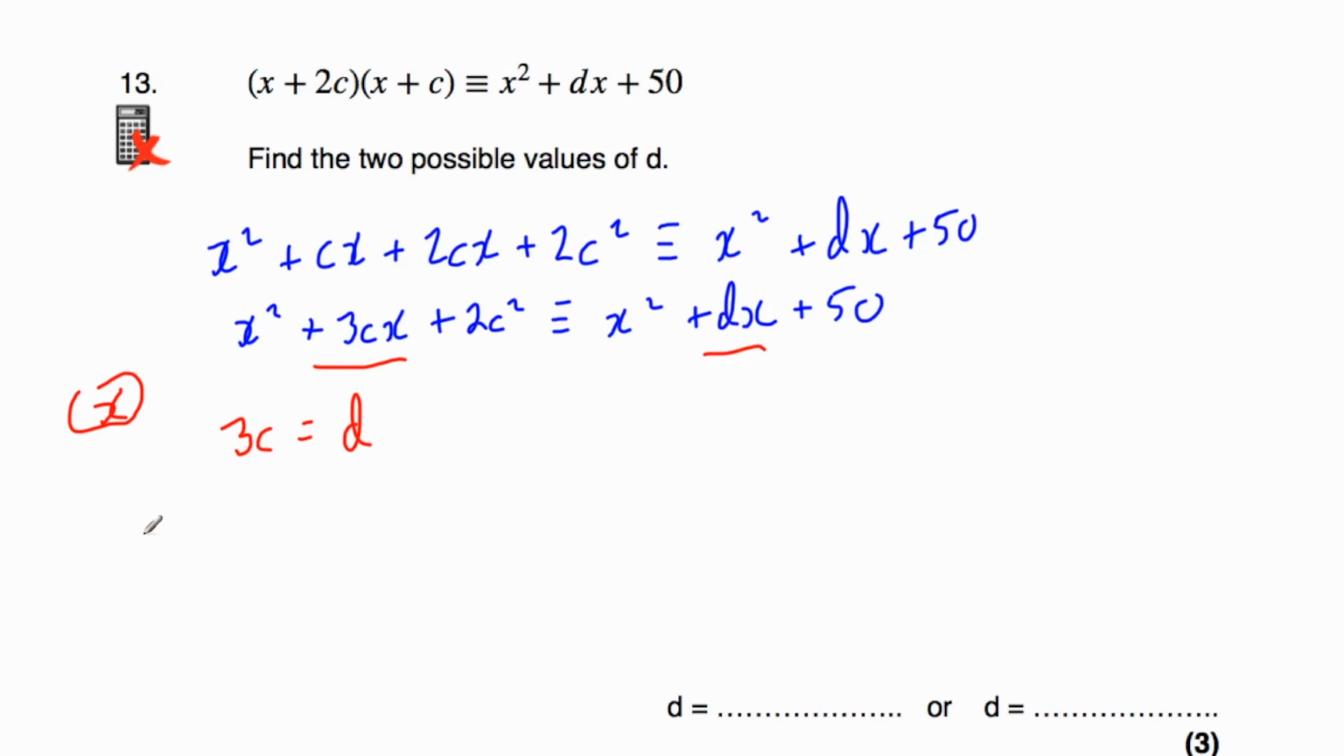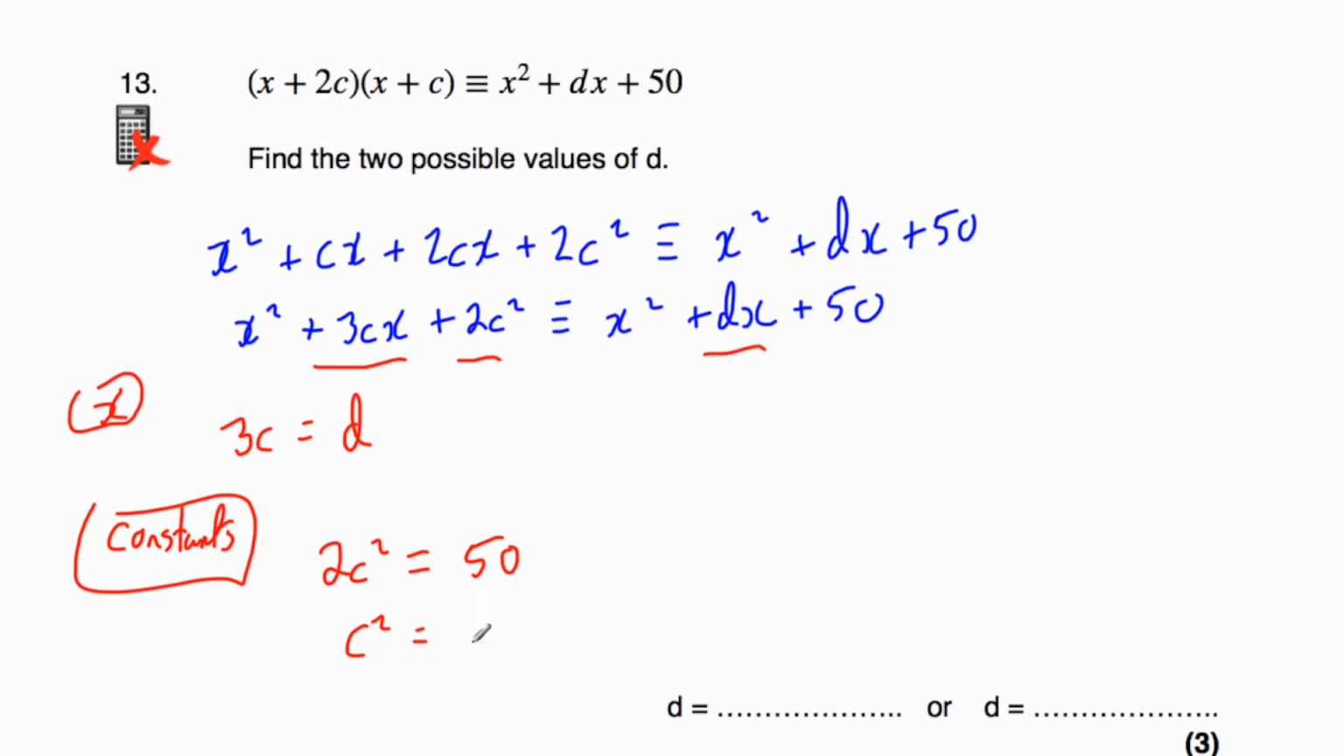Now if we have a look at our constants, on the left hand side our constants are 2c squared, and on the right hand side that's equal to 50. So we've got 2c squared is equal to 50. Let's solve this equation. Let's divide by 2 and divide by 2, so we get c squared is equal to 25. A number squared is equal to 25, so that means that c is equal to 5 or c is equal to -5. So we've got our two possible values for c.